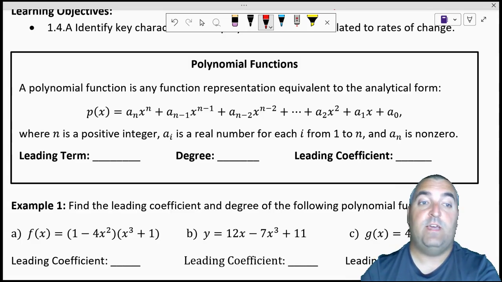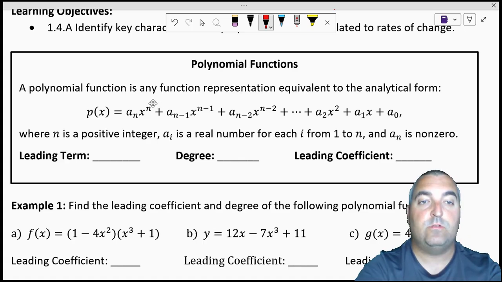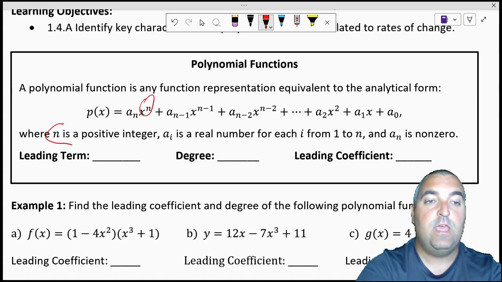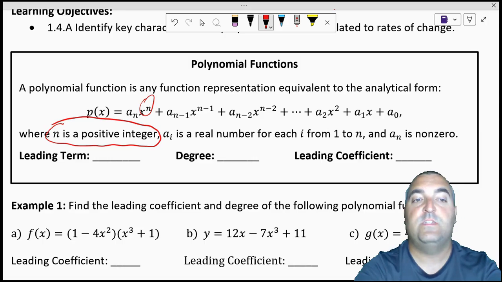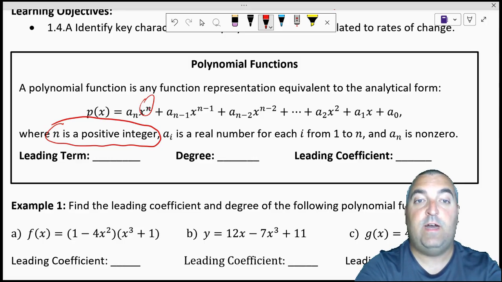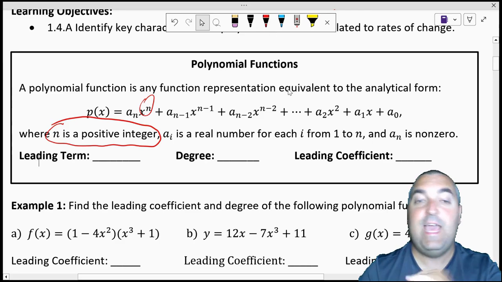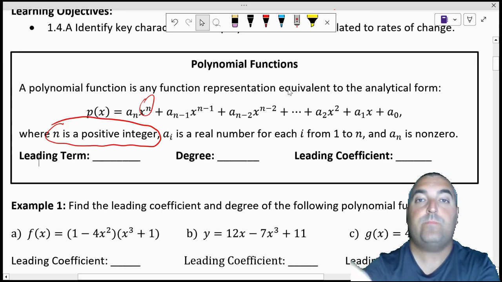So a few caveats here. First, those powers, like this n, have to be positive integers, okay? So if n is positive and a whole number, when you subtract 1, it's also positive and a whole number, all the way down until you get to 0, and you won't have any negative powers, okay?